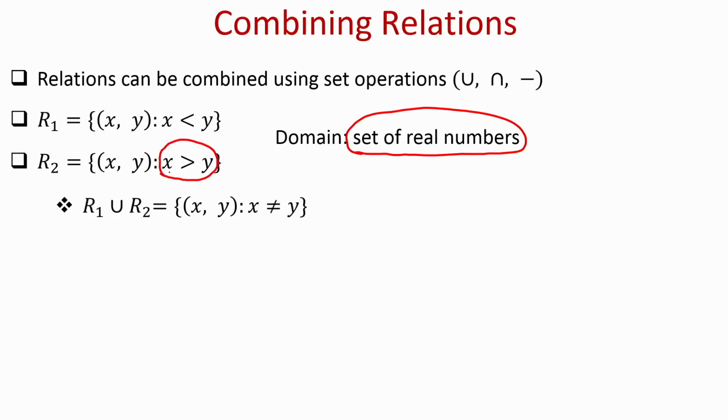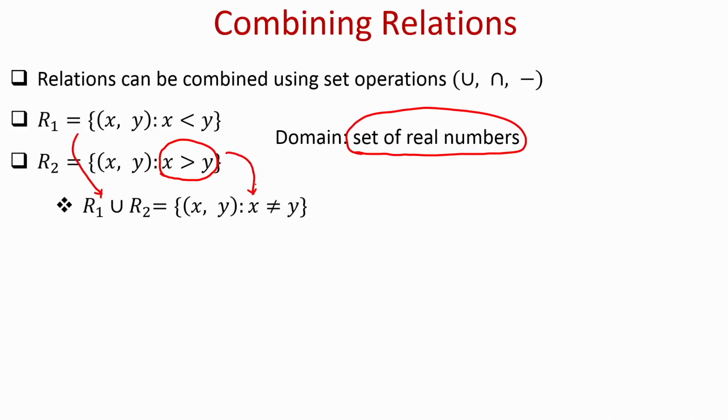Now, if I take the union of these two relations, the union is well defined because both R1 and R2 are sets and we can perform the union of two sets. It turns out that the union of these two relations will have all pairs of the form x, y where the real number x is not equal to the real number y, because the union will have all the elements of R1 and also all the elements of R2.